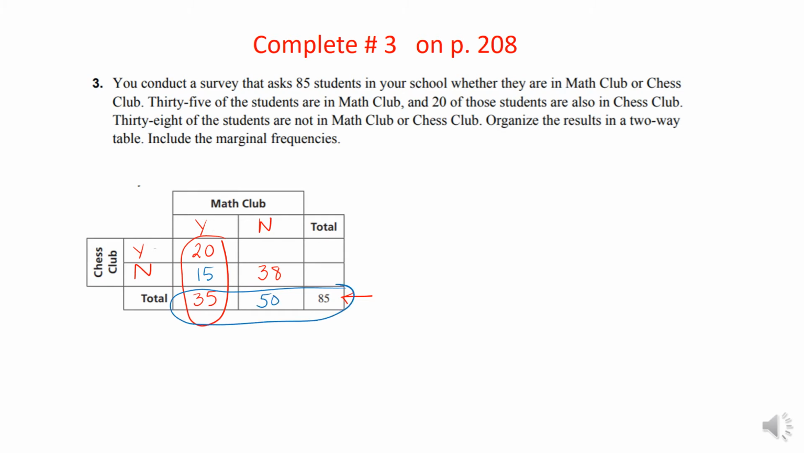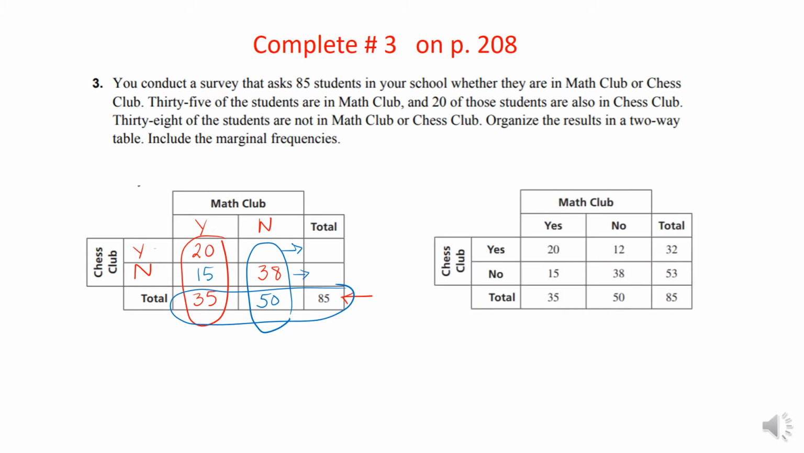Now that I've got those two, I can go on to finish this one, which would give me this one and this one. Okay, so you just keep going until you've completed the whole table. And there you go.